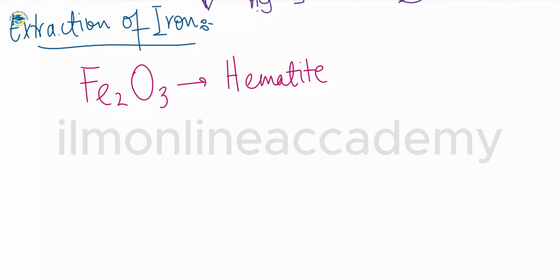We have so many uses of iron. We will use iron in maintenance, in construction, in bridges, in so many things. For that purpose, we extract the iron from the earth's crust. The main ore of iron is hematite, that is Fe2O3. This ore is rich in iron and contains more than 60% iron.